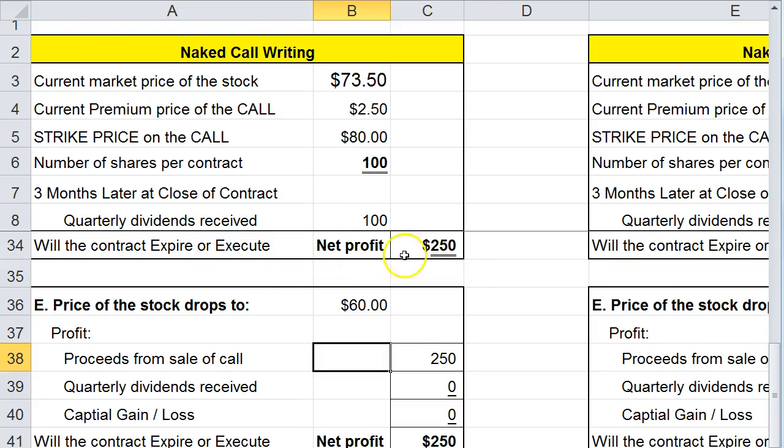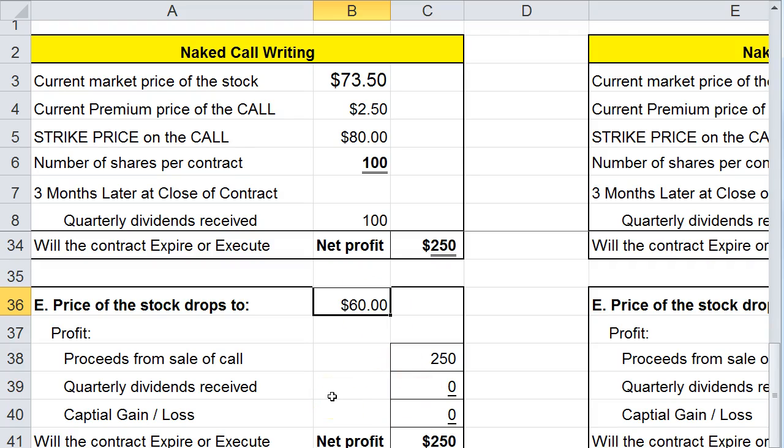Okay, this is an important concept. I'm writing a call contract naked, meaning I don't own any shares. If we're writing the contract at a call of $80, the person buying the contract is hoping the stock price will go above 80. Now, the stock price went down. If the stock price goes down, they're not going to execute the contract. So the contract is going to expire, and I keep the premium from the contract. I don't own the stock, so I don't care if the stock price goes down. In fact, I want the stock price to go down so the contract doesn't execute, so I can keep my premium.